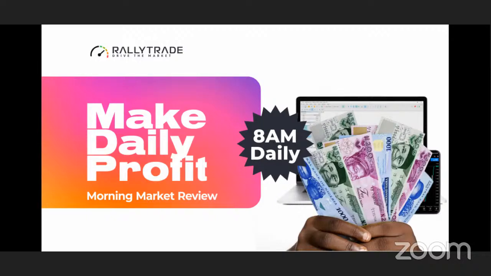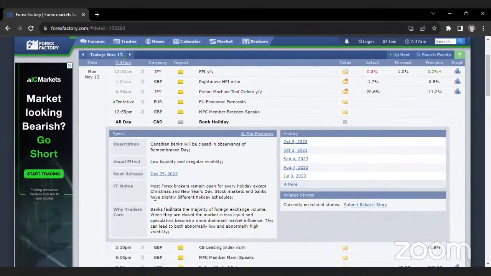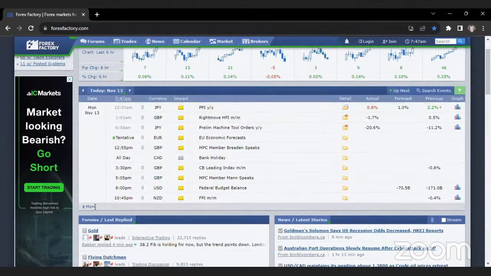First off, it's always wise to start with the fundamentals. Let us go over to forexfactory.com and look at what we have today and also for this week. For today, I've included both the low impact and no impact, and we don't have any major impact news. Apart from that, Canada has a bank holiday today, Remembrance Day, so there won't be so much liquidity coming from the Canadian sector.